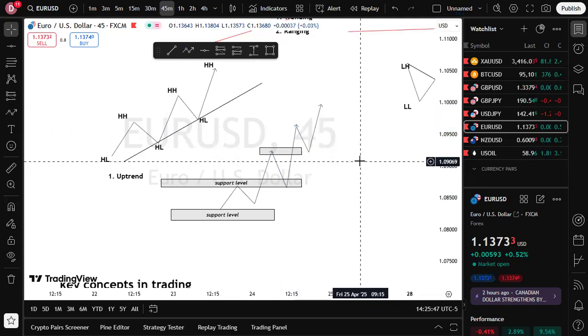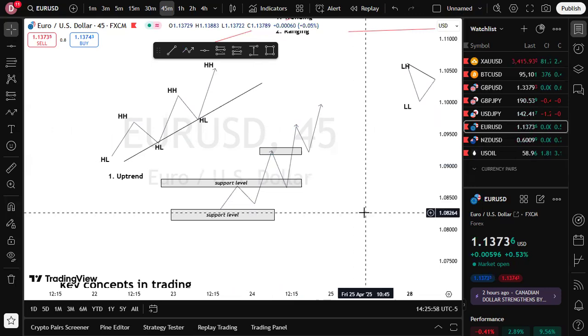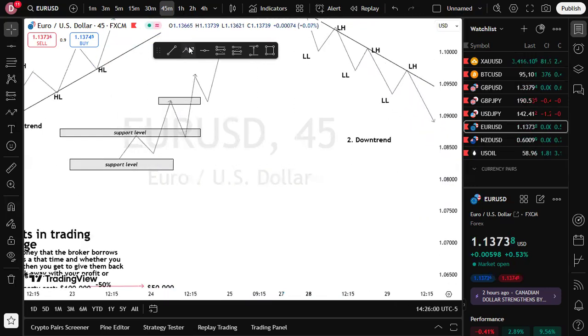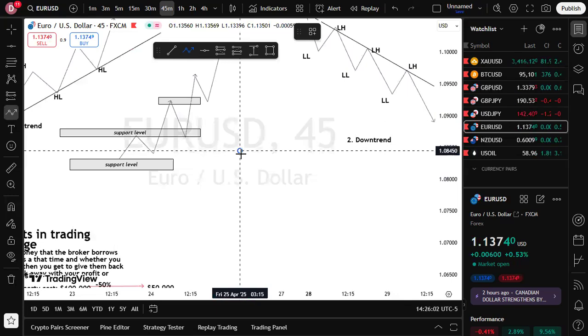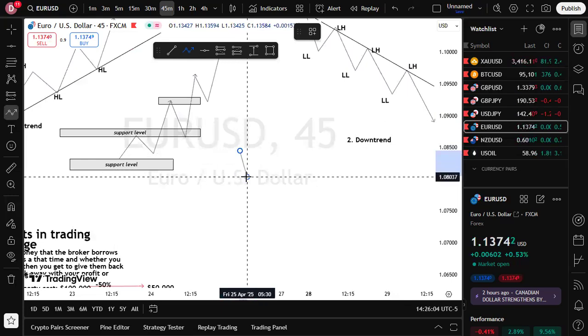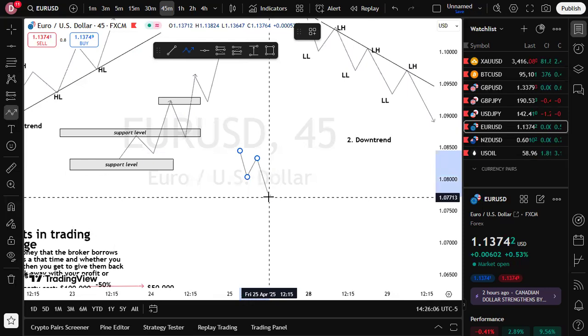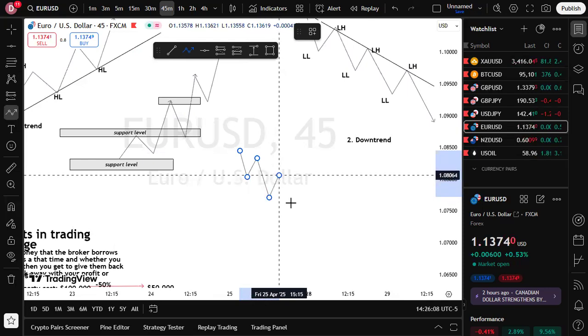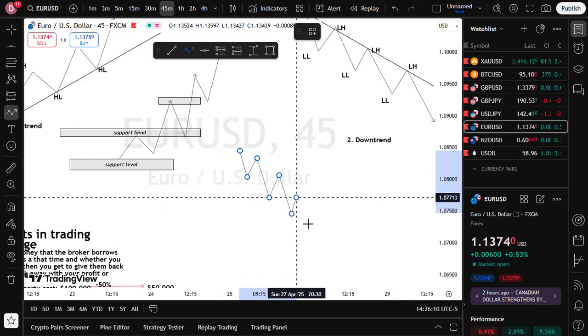So here, have this in mind. When a resistance level is broken, it changes to support, and when a support level is broken, it changes to resistance. So let me give an example of this for your uptrend. For a downtrend, the market is creating a series of lower highs and lower lows. So it's just the same concept, guys.